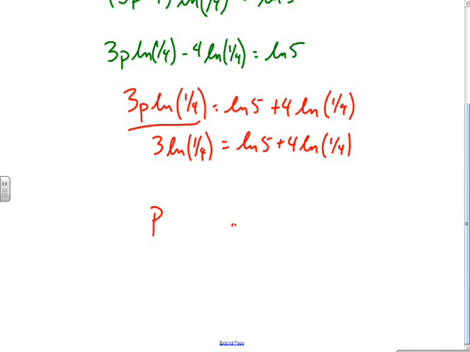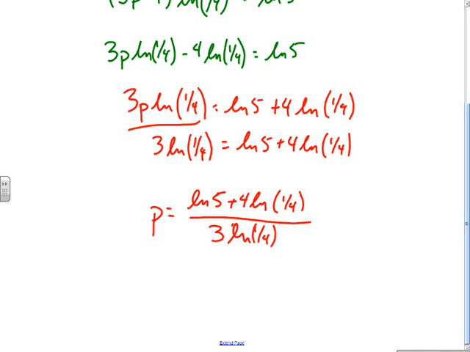So I get p is equal to the big natural log of 5 plus 4 natural log of 1/4 divided by 3 natural log of 1/4. And we can double check other options on the answer key.